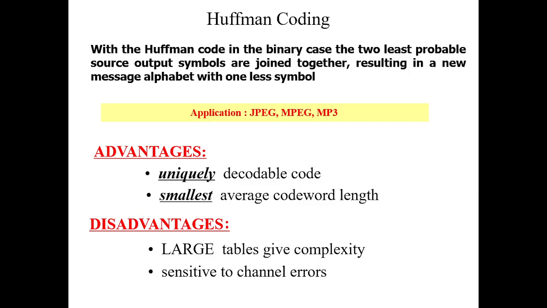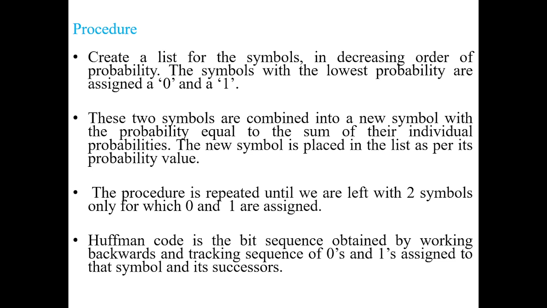So in the Huffman coding method, in the binary case, at least the last two probable source output symbols are joined together, resulting in a new message alphabet with one less symbol. So you can call this Huffman coding. It is a uniquely decodable code and it has the smallest average code word length. What are the main disadvantages? It has large tables which give complexity. It is also sensitive to channel errors.